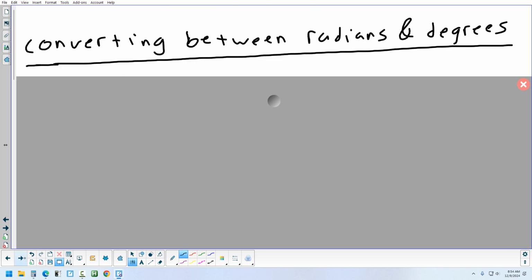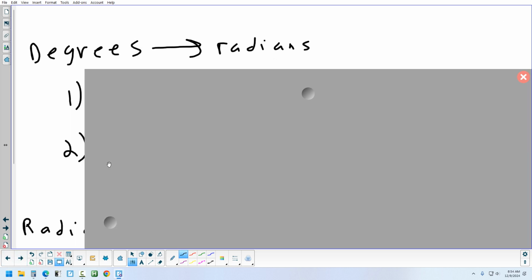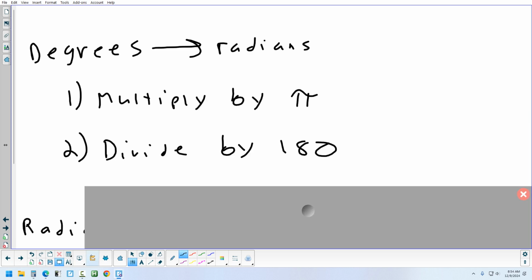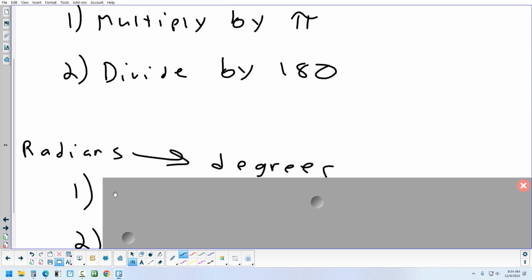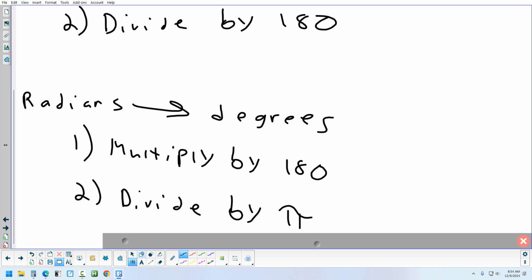Okay. All right, now the last thing was converting between degrees and radians. Does anybody remember the 2 steps involved to convert from a degree to a radian? Divide by 180 and then multiply by pi. Yeah. So the order you do those 2 steps in doesn't matter, but you just have to multiply by the pi and divide by the 180. And then how about the 2 steps to go the other way? Change from a radian to a degree. Right, multiply by 180 and divide by pi.